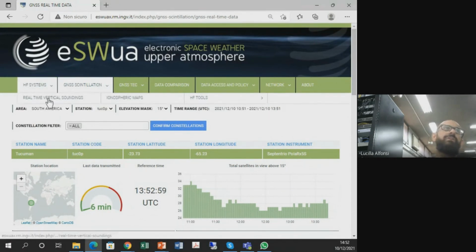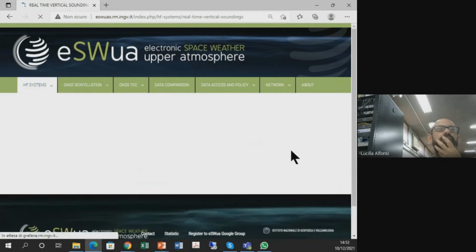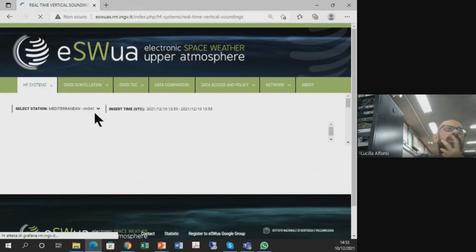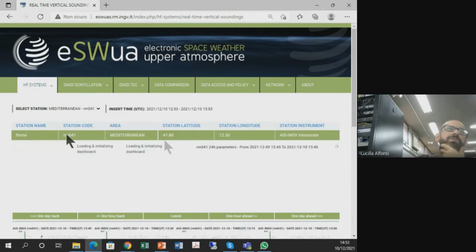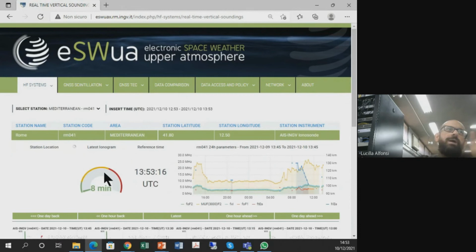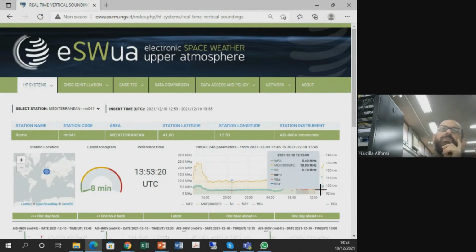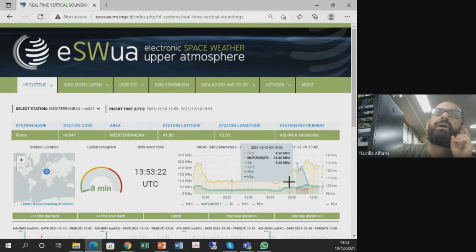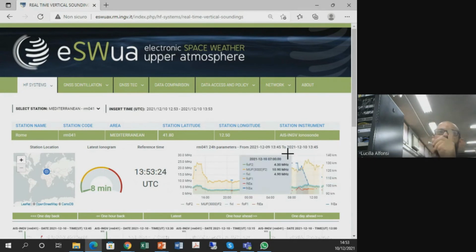So moving to vertical sounding, so HF data. We have our ionosondes here. This is the Rome ionosonde. The layout is quite the same, so the map and the latency of the data. And here we have some parameters. I showed this kind of plot yesterday.